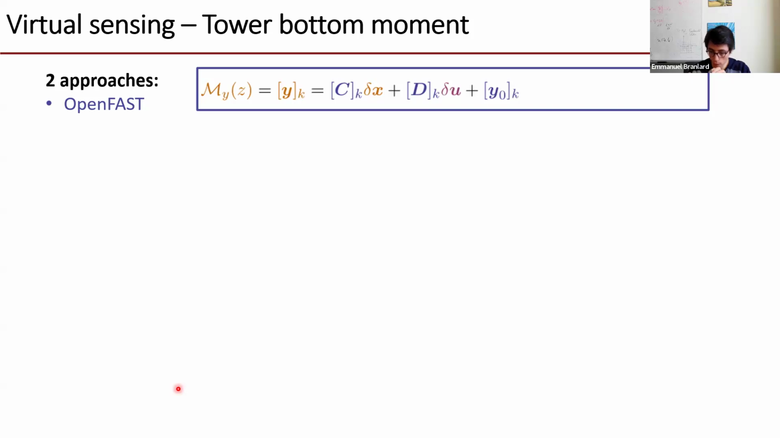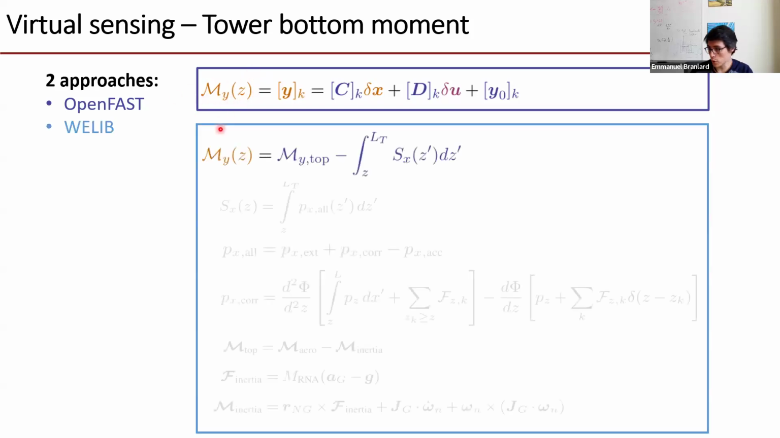It's basically a given row of a matrix that's going to give us, through a product with the states and the input, any kind of output we want. And in particular, we can get the bending moment. The other approach that we do in our Python tool is we actually try to integrate the section loads, and then we go back to all the details of how the section loads are computed and the influence of the inertia of the nacelle. And so that's how, by just having some information on the nacelle and the thrust force at the tower top, we can figure out the section load along the tower.